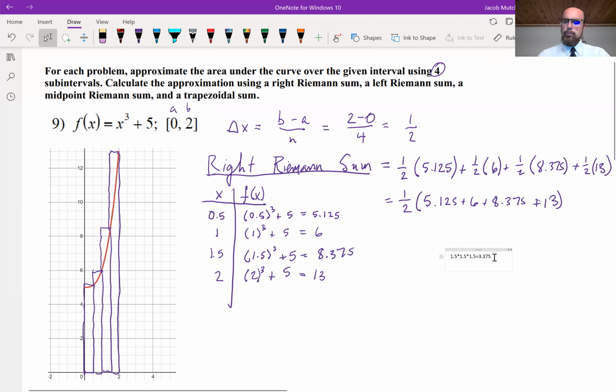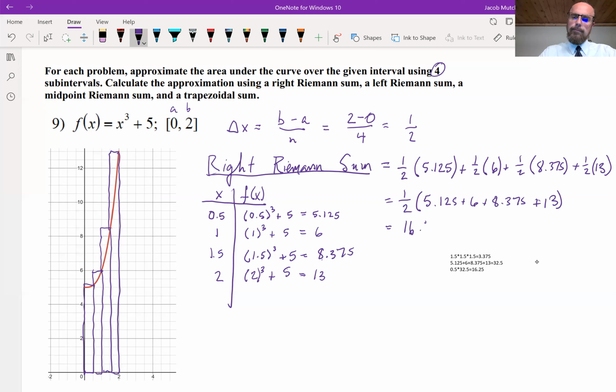So we'll just find the sum first. 5.125 plus 6 plus 8.375. And lastly, plus 13. So the sum of the four heights is going to be 32.5. And then half of 32.5 is going to be 16.25. So our first estimation, the right Riemann sum, is going to be 16.25.